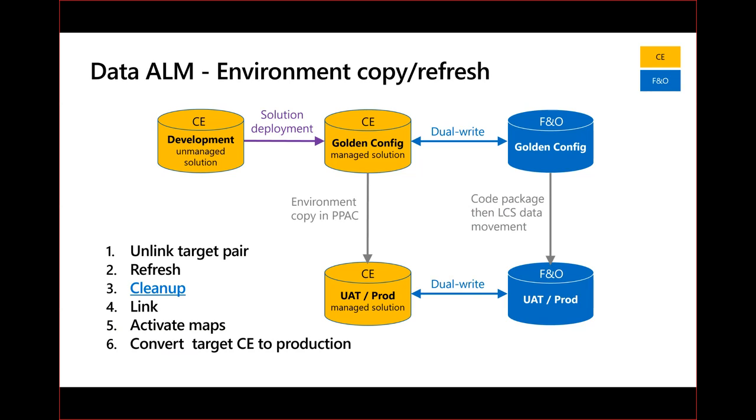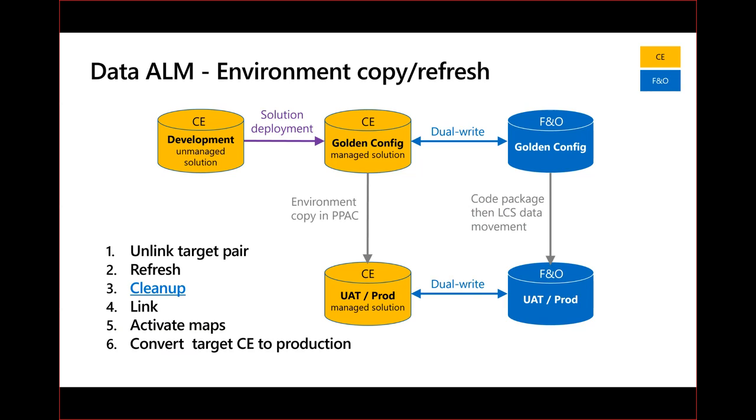And if we want to copy, we will need to stop activities in our golden configuration environment and make sure that there is no dual write activity running between the two environments. The next step that we're going to do is unlink our target pair. So if the UAT environments had already dual write set up, our first step is breaking that link. And then we're going to do a refresh operation. So we're going to copy over the golden configuration to the UAT environment, for the Dataverse as well as for our finance and operations.